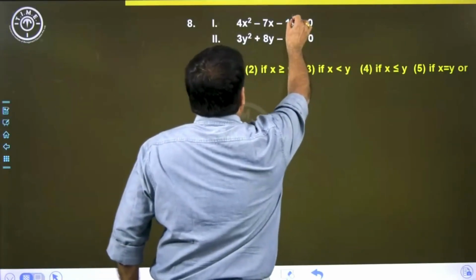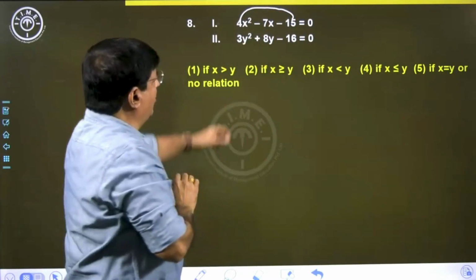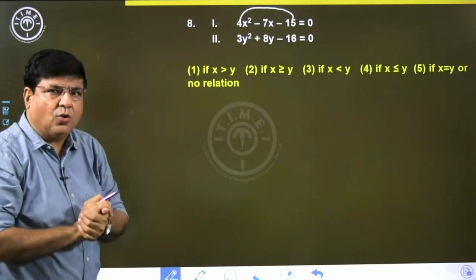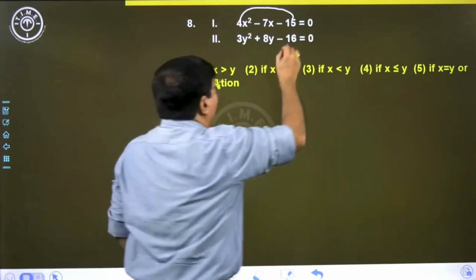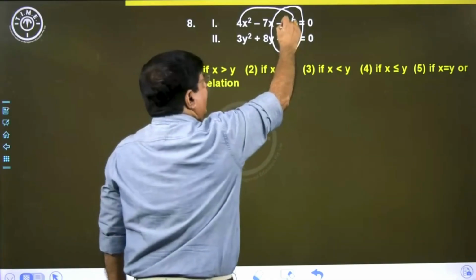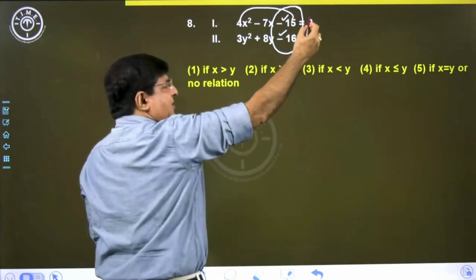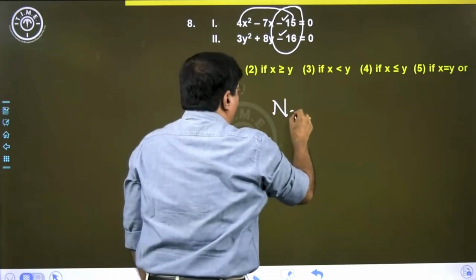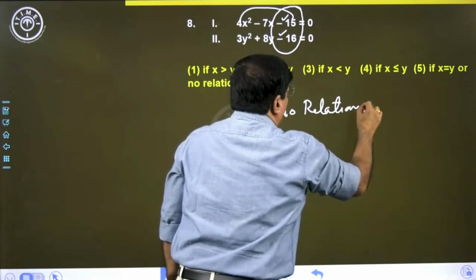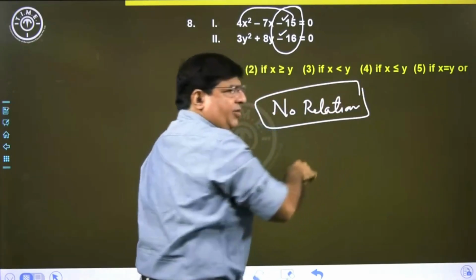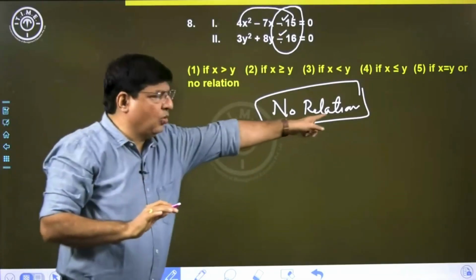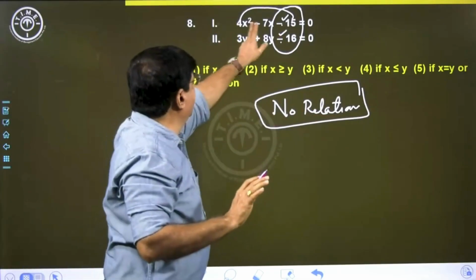15 into 4. Okay. Now this problem, there is no need for you to even go into the sign rule. I have already told you that if both the constants have a minus sign, here a minus, here a minus, directly you can say no relation. No need to solve the question at all. Don't waste your time solving the question. This is minus, this is minus. Directly no relations, provided the equation is in this form.